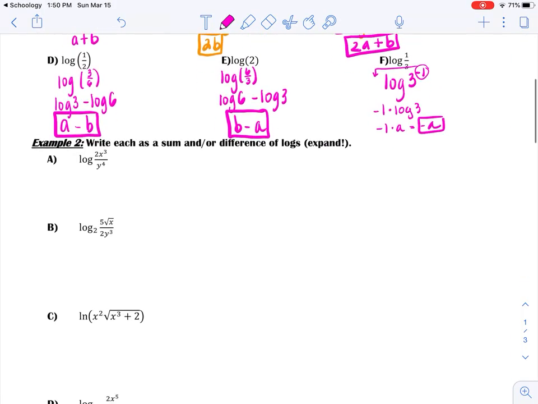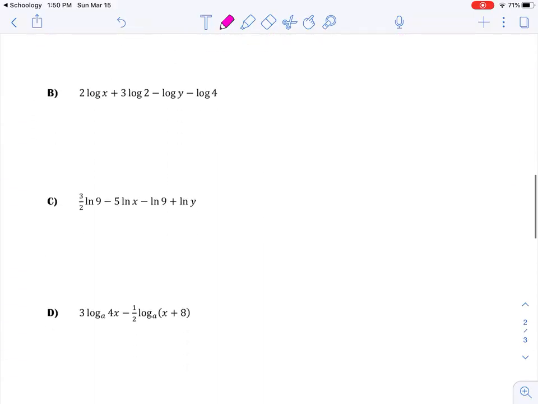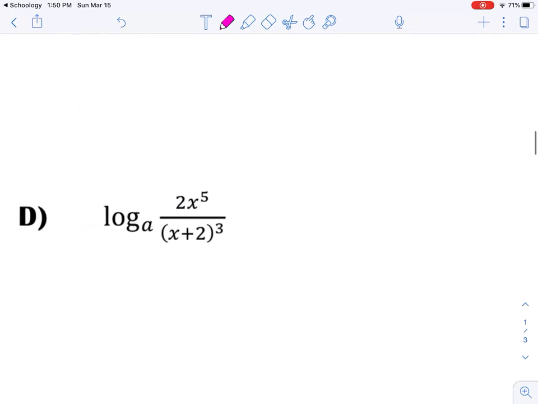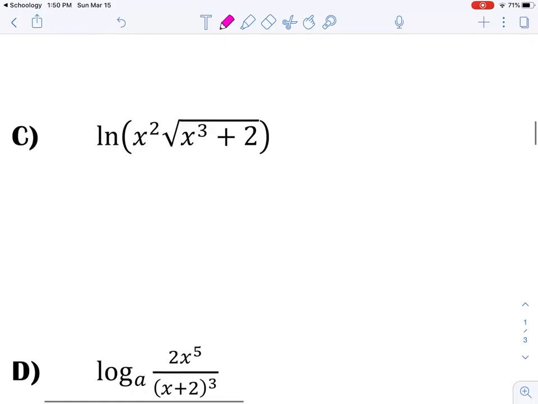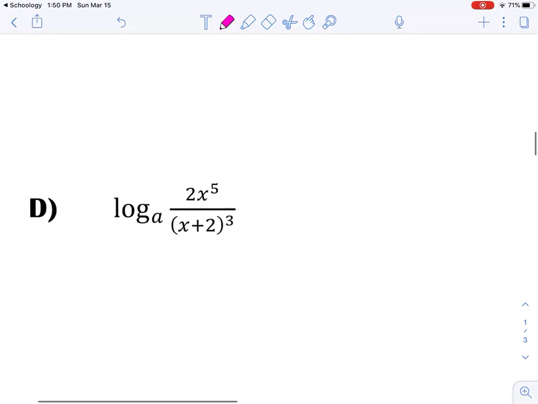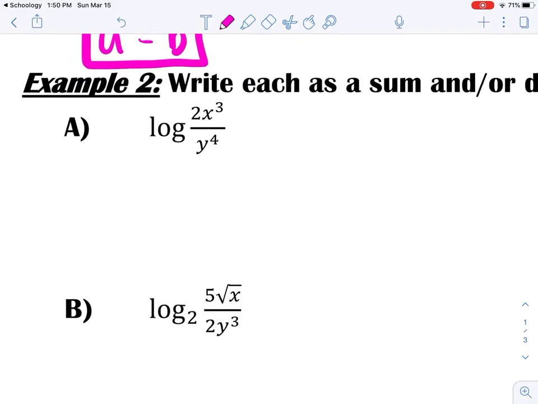All right, the next topic is expanding logarithms, followed by condensing logarithms. So long story short, I want these logarithms, which are condensed, to look like these logarithms, which are expanded. When I'm condensing, I want these logarithms that are expanded to look like these logarithms, which are condensed.